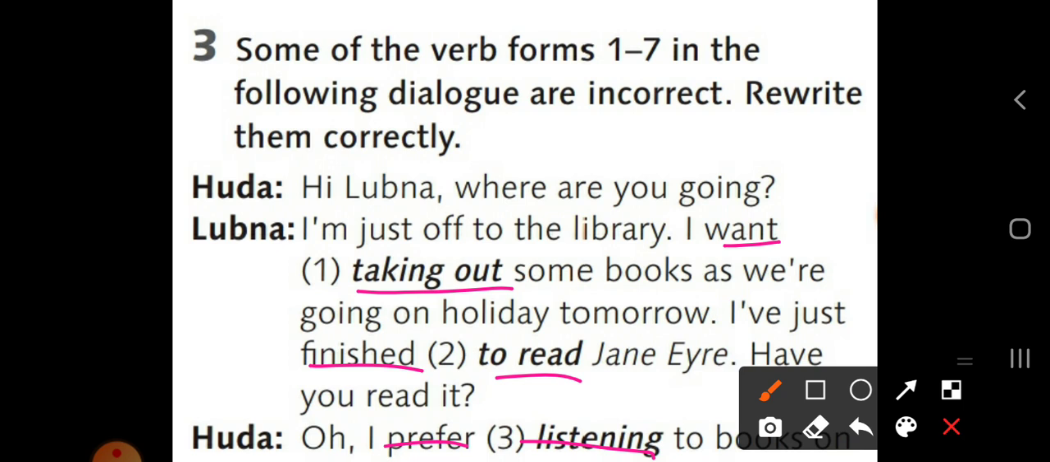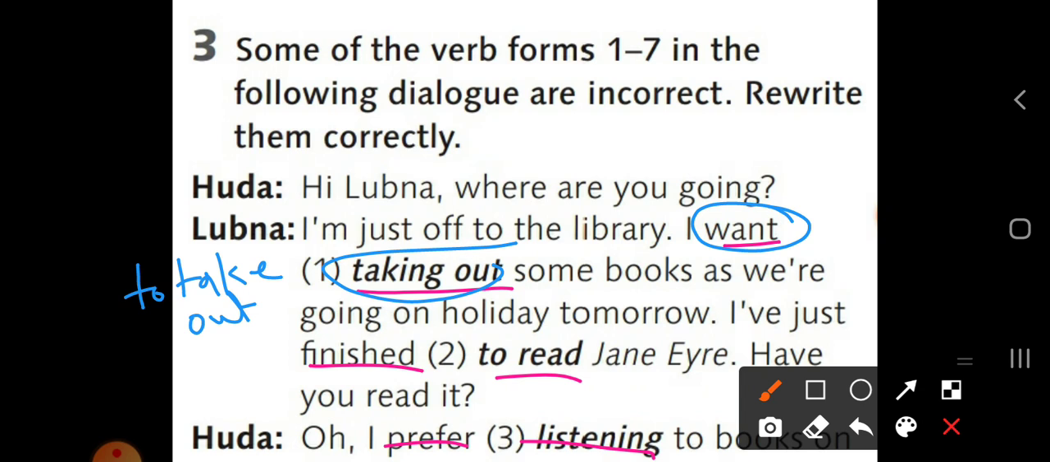Okay, now let's do the first one. The first one is preceded by the verb want. Now want needs an infinitive. So it must be to take out. Okay? Now, after correcting it, you have numbered gaps under this exercise. You have to write them down in these gaps. Number 1 is done for you. You have to write the others.